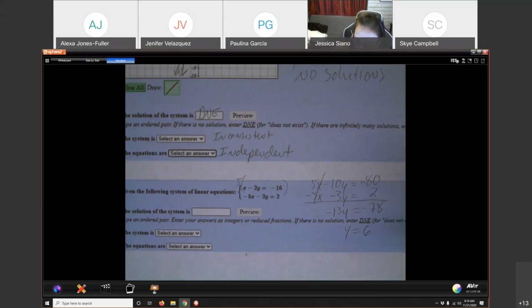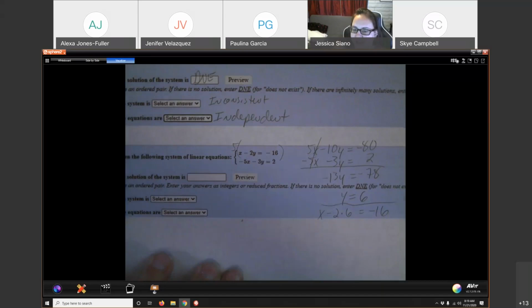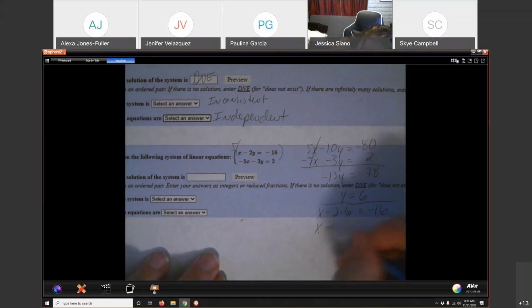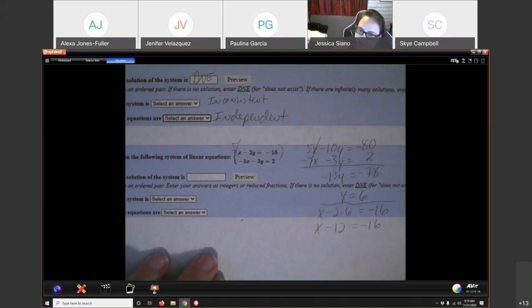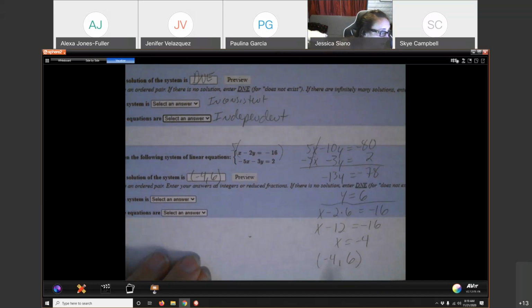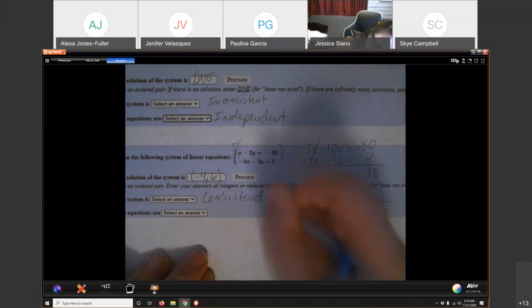And then once you have y, you plug it back in to get x. So if x minus 2y equals negative 16, then x minus 2 times 6 equals negative 16, since y equals 6. So when we add the 12, we'll have negative 4. So then my point of intersection here would be negative 4, 6. And so then these would be consistent, and independent.